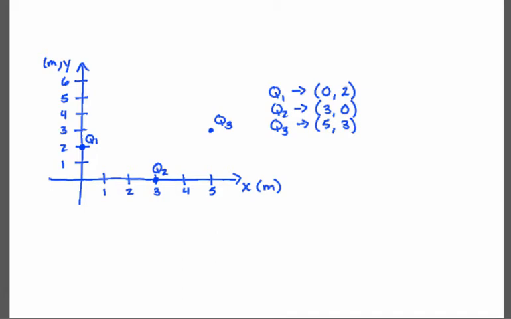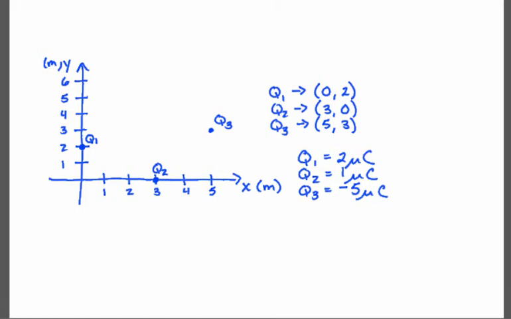Now, next up we need to know what these charges are. Charge 1 is equal to 2 microcoulomb. Charge 2 is equal to 1 microcoulomb. And charge 3 is equal to negative 5 microcoulomb. So we're going to look at opposite charges in this particular example.